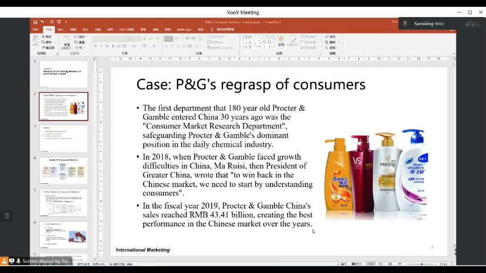Not only this company, but also other multinational companies, like the French brand Olay, also faced this problem. We find that some companies changed quickly and embraced this digital trend, but some of the companies did not do well.